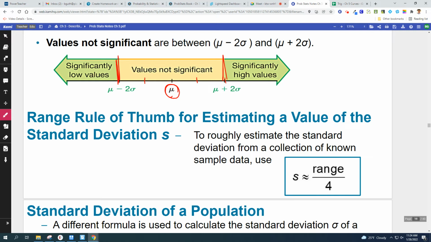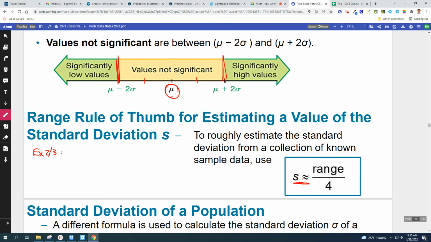So the range rule of thumb for estimating a value of the standard deviation. We just found the standard deviation up above was 16.45. That was our answer, 16.45, and we did it 2 different ways. But they're saying to roughly estimate the standard deviation, you can use this formula. And this is not equal. This is just some kind of rough estimate.